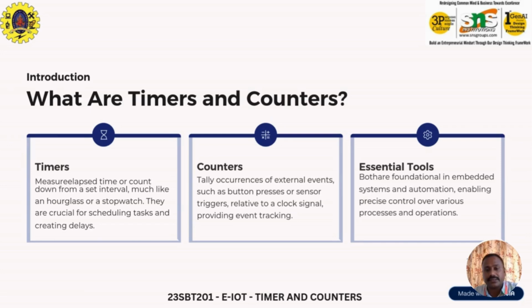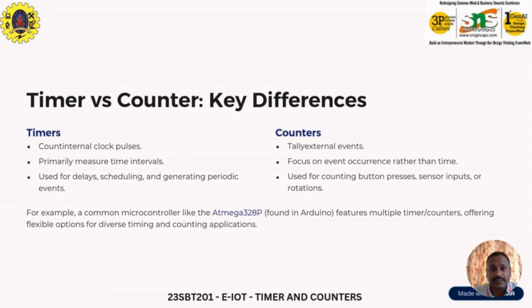Next thing is essential tools. For these essential tools, we are using embedded systems for automation, enabling precise control over various processes and operations. This precise control operation enables their data. So this is the basic definition for timers and counters. We move to the next slide.